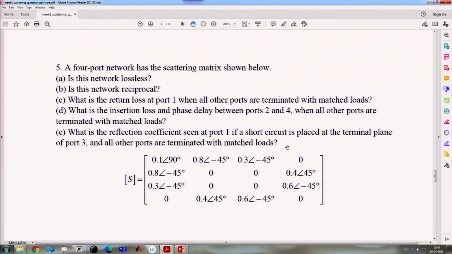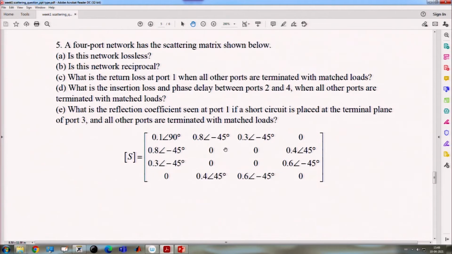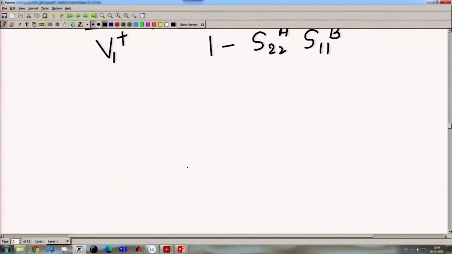So, first is whether this network is lossless. For lossless, we know it should satisfy the unitary condition. To check that, we have to add |S11| squared plus |S12| squared plus |S13| squared plus |S14| squared. If it equals 1 then it will satisfy the unitary condition and it will be lossless.